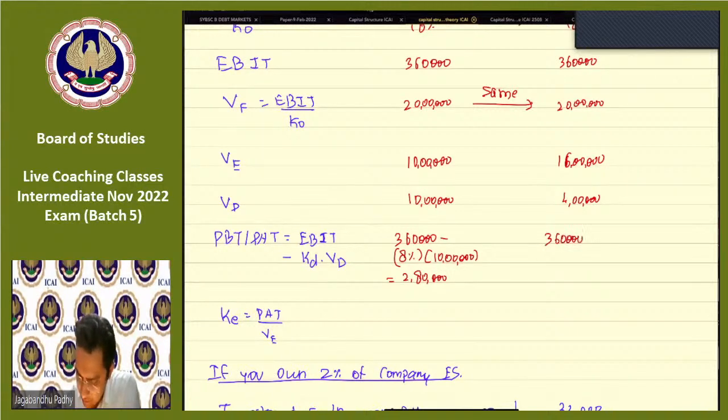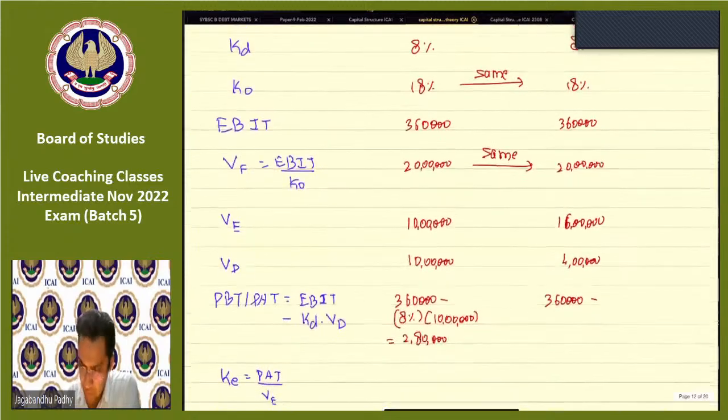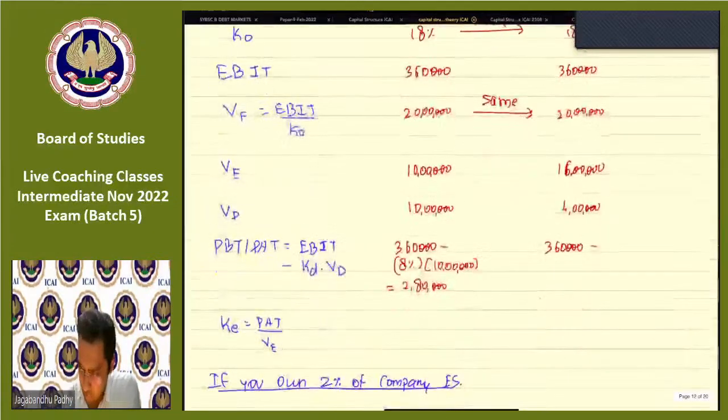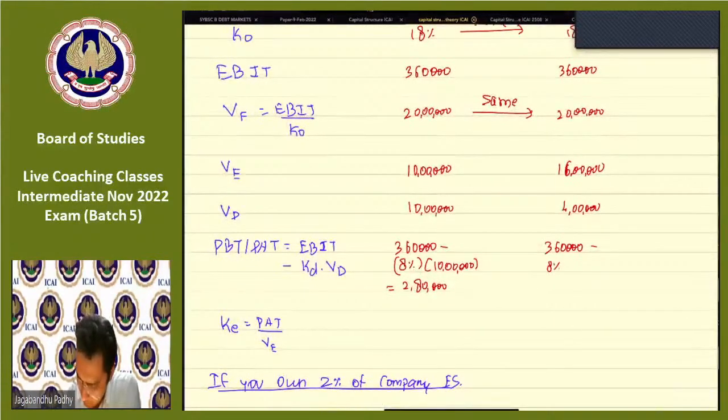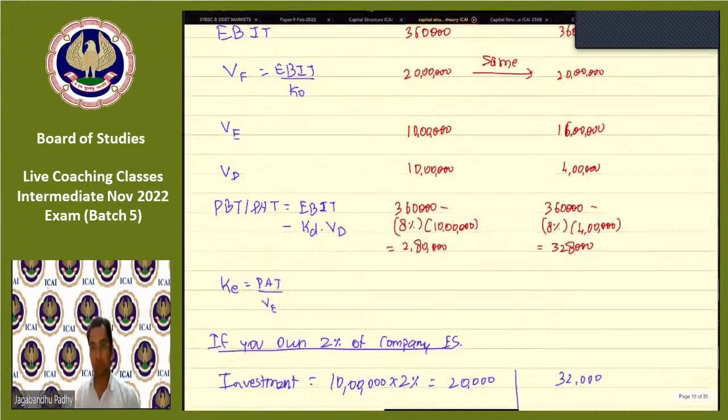This side it is 3,60,000 minus 8% of 4 lakh. This is 3,28,000. Right? The PAT is this.